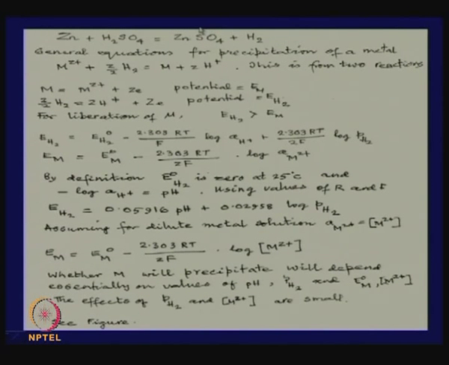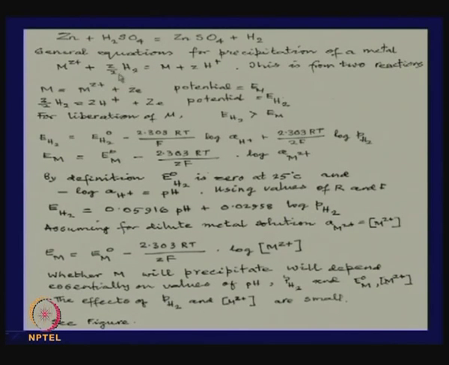Now, in this case, tell me, when can we reverse the reaction? We can reverse the reaction by applying very high pressures of hydrogen, or by doing something so that the acid concentration becomes so low, it becomes such a highly alkaline medium that this reaction will go to the left. So, this reaction can go this way or that way depending on the pH of the solution, the pressure of hydrogen, and of course, the basic nature of the metal.